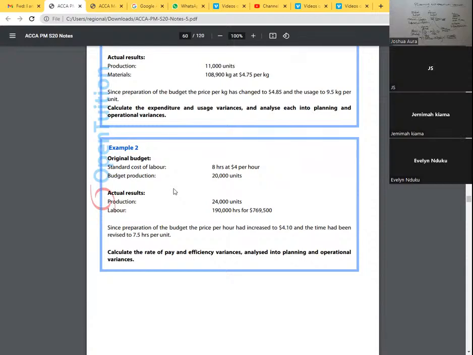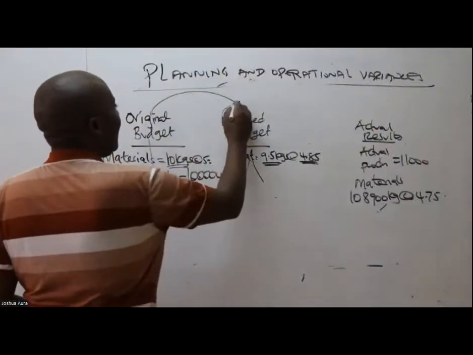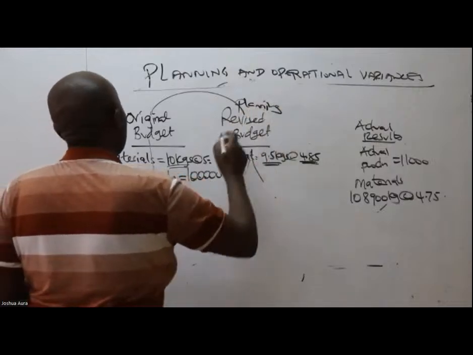Planning variances, we are comparing between two things. For planning variances, we are comparing between who and who? So now we are through with the operational variances. The next thing that we shall do is to calculate the planning variances. We know what we are comparing to get planning variances. These are the planning variances. So no worries at all.